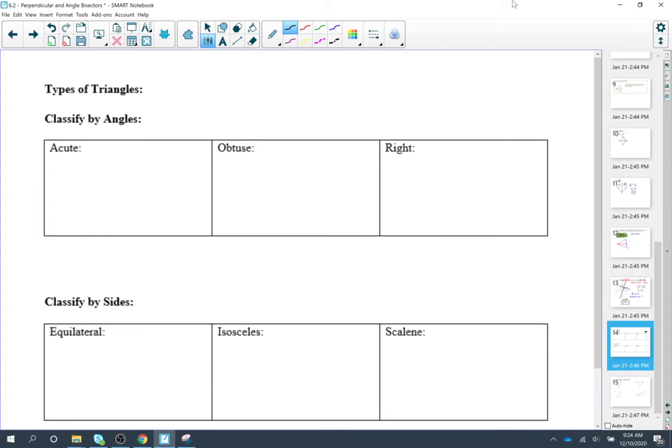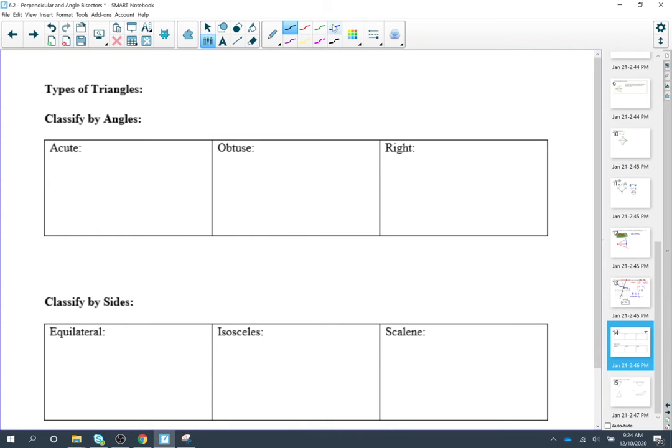Types of triangles. So to finish off this section, this is a complete review, and I just figured it would be a good thing to put in here. Okay, so types of triangles, we can classify them two different ways. We can classify them first by their angles and then second by their sides.